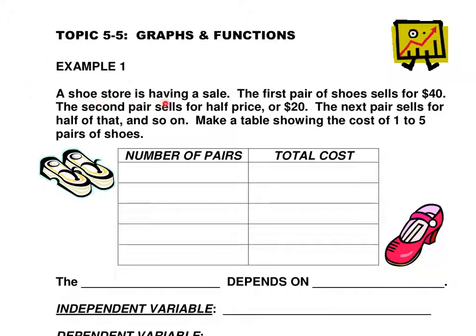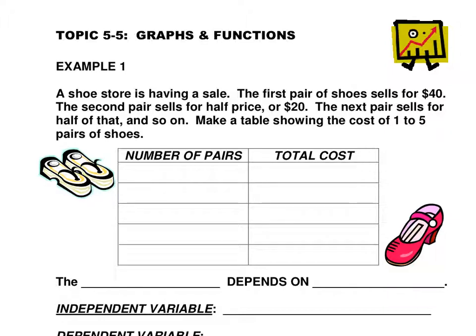A shoe store is having a sale, and the first pair of shoes sells for $40. The second pair sells for half price, or $20. The next pair sells for half of that, and so on. So make a table showing the cost of 1 to 5 pairs of shoes. Write down this table, and we're going to fill it in.